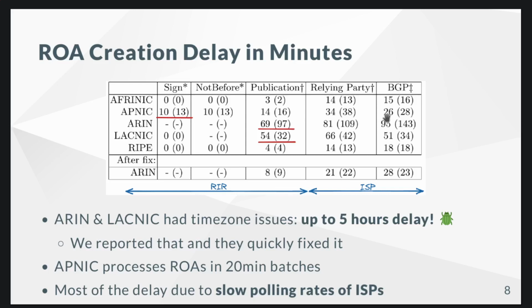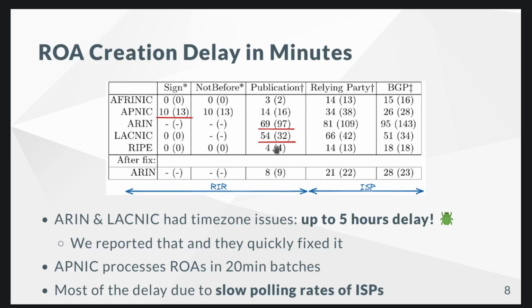The other thing you can observe in this table is the very long delay for ARIN and LACNIC that is visible from the publication delay. This is a problem we found that was due to the usage of a wrong time zone for a timestamp in the ROA called not before. This problem made the publication of our ROAs to be delayed by up to 5 hours. And we've reported that problem to them, and they quickly deployed a fix for it.